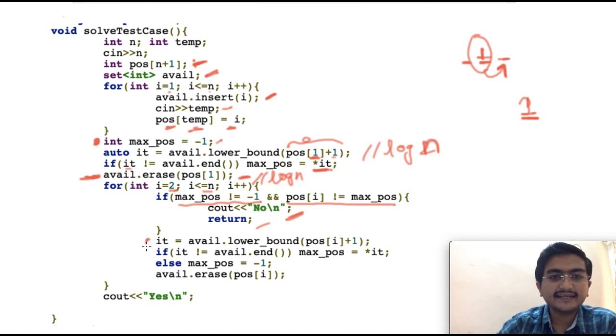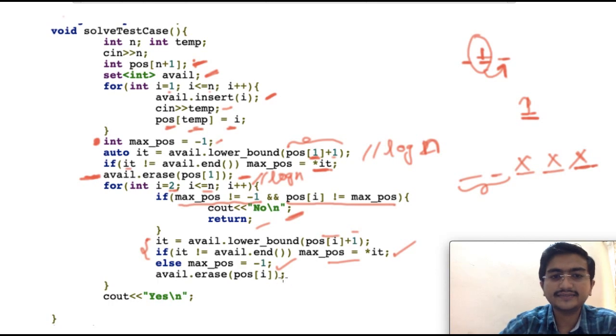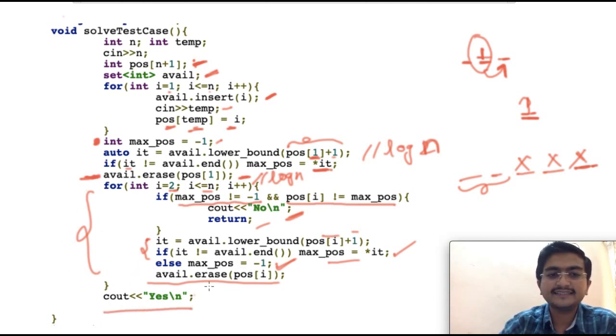And otherwise, iterator equals avail dot lower bound of position of i plus 1, the next element after it. If it is present, max position is equal to its value, else it is -1. Suppose you are filling only the last elements, and you reach the last element, then all other positions are equiprobable, so it will become -1 again. And then avail dot erase position of i, because you already filled the position of i. That's why you remove it from the set. And if it is satisfied for all the values, then just output yes.